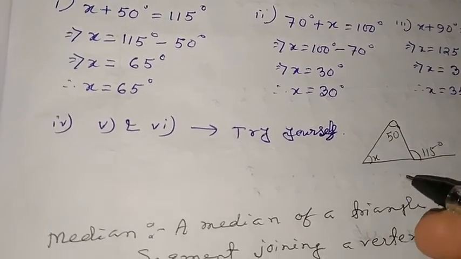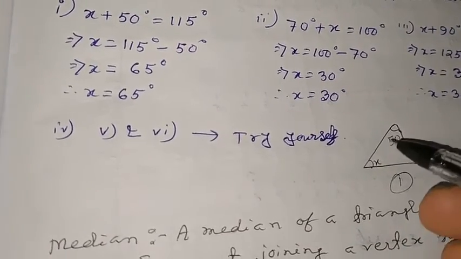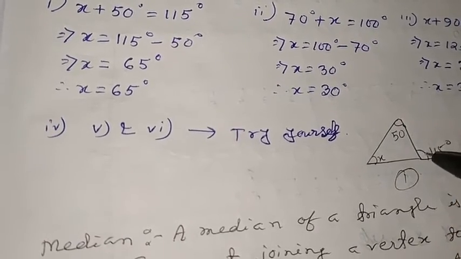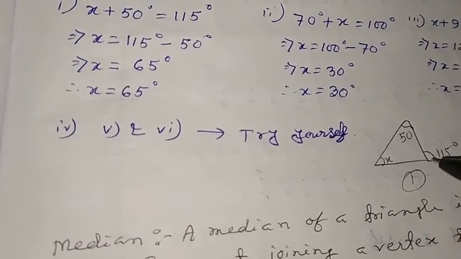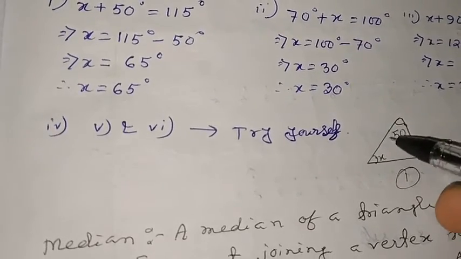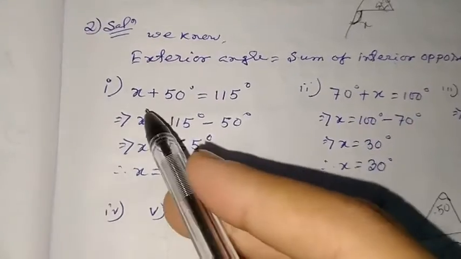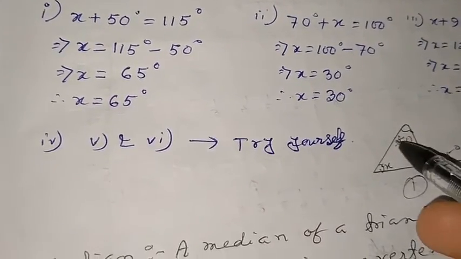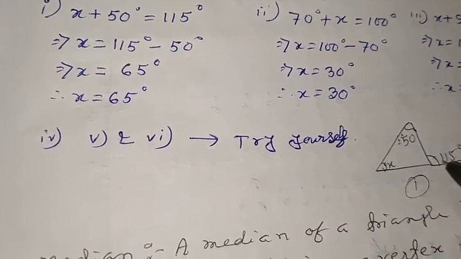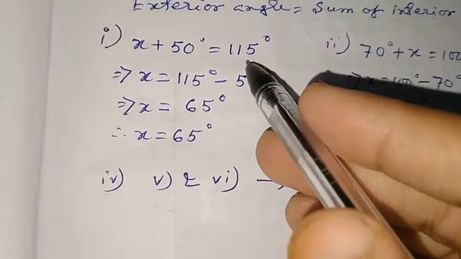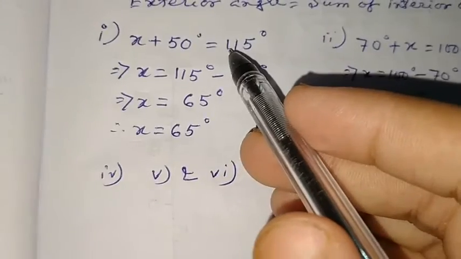I have shown one figure. It is number 1 figure. So in this figure, this is the exterior angle, and these are the interior angles opposite to this angle. We know that the exterior angle equals the sum of these two angles. So x plus 50, if we add these two angles we will get this exterior angle. So x plus 50 equals 115.